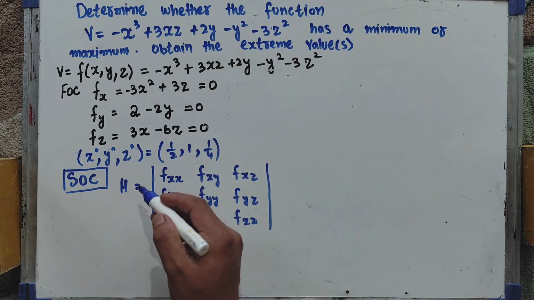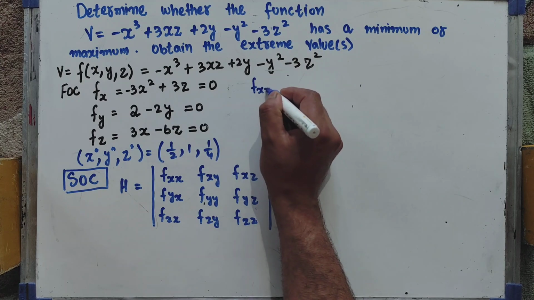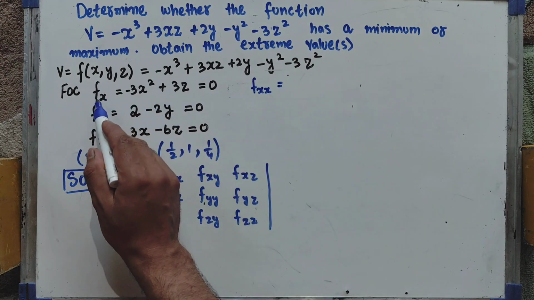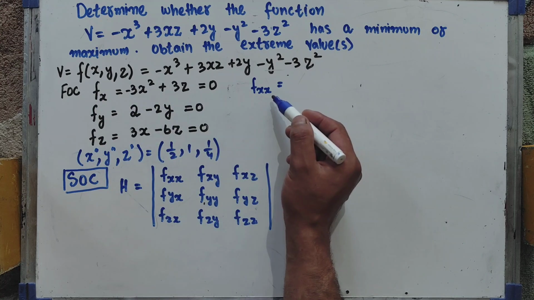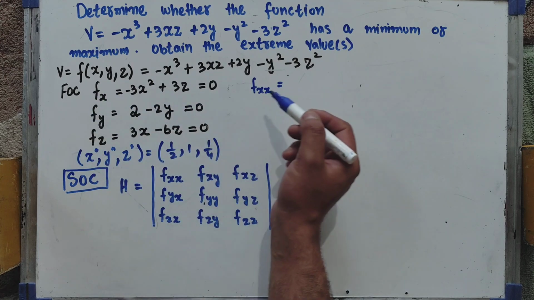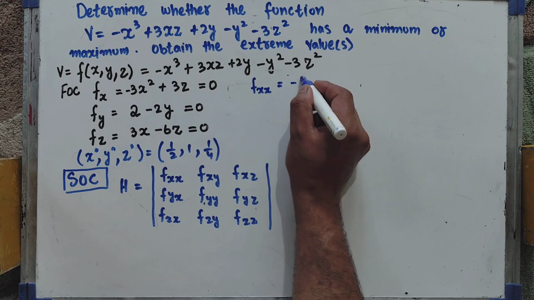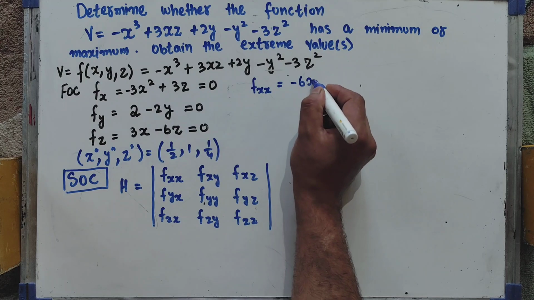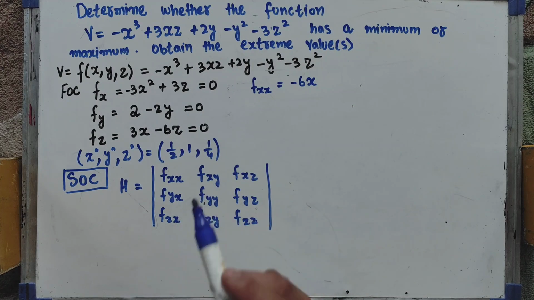First things first, we need to find f of xx. What does this mean? F of xx means the partial derivative of this first derivative function with respect to x. So f of x is this, again differentiating with respect to x, the derivative of x square is 2x, so 2 into minus 3 is minus 6x.